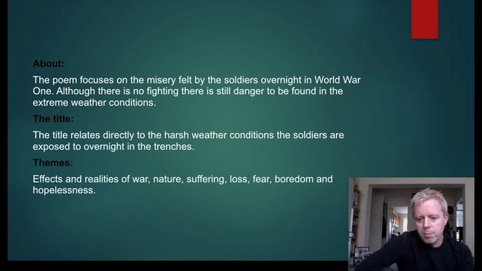Right, so a couple of questions to myself. What's the poem about? Well, the poem focuses on the misery felt by the soldiers overnight in World War I. Although there is no fighting, there is still danger to be found in the extreme weather conditions. Hence the title, Exposure. You're exposed to the elements. The title relates directly to the harsh weather conditions the soldiers are exposed to overnight in the trenches. Themes: effects and realities of war, nature, suffering, loss, fear, boredom, and hopelessness.